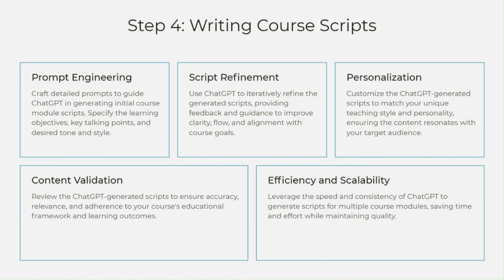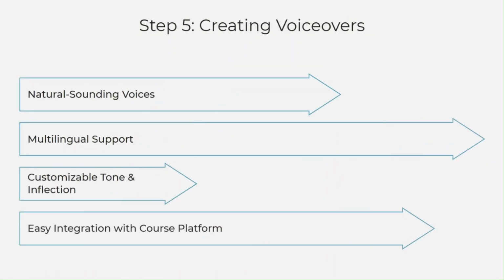Step 5. Creating voiceovers. Turn your scripts into engaging audio using 11 Labs, a free AI text-to-speech tool. Input the script. Paste the text from your first module. Select voice style. Choose from a variety of realistic male or female voices. Generate and download audio. Export the generated voiceover as an audio file.